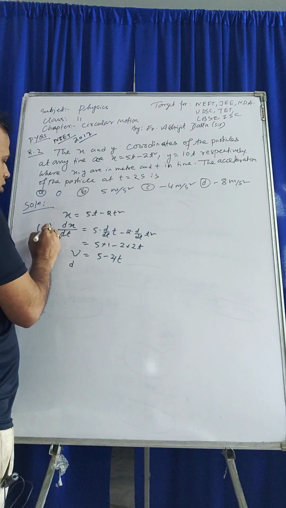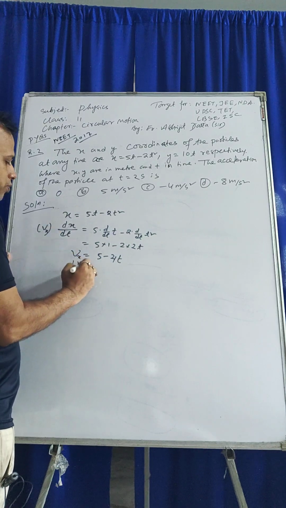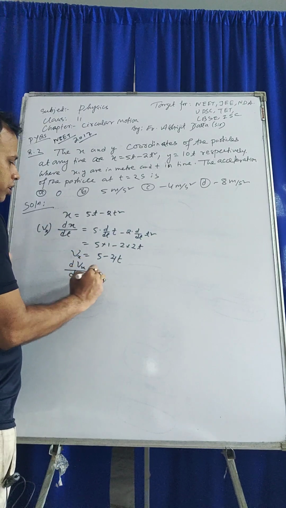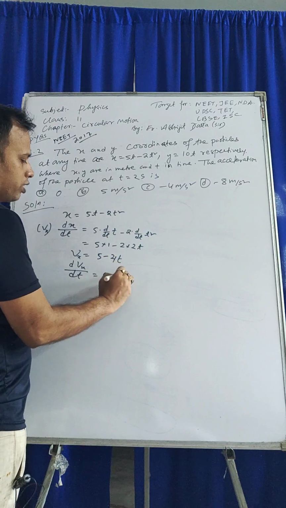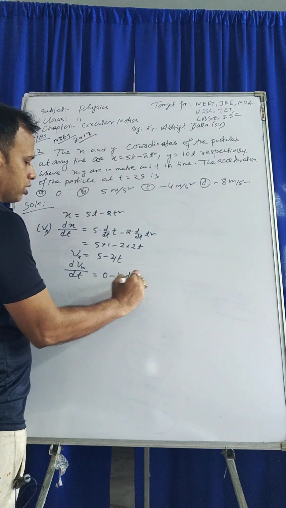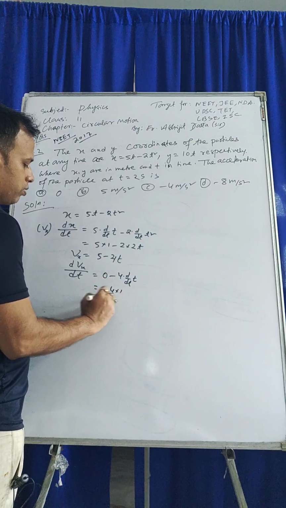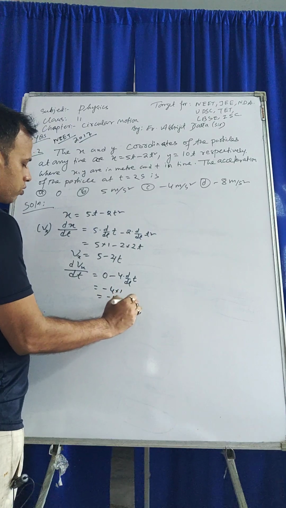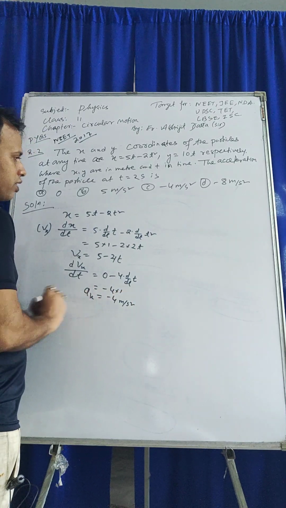Now suppose it is vx. Differentiate this again with respect to time, we will get 0 and d by dt of t, so that is minus 4 into 1, minus 4 meter per second square. It will be ax, the acceleration.